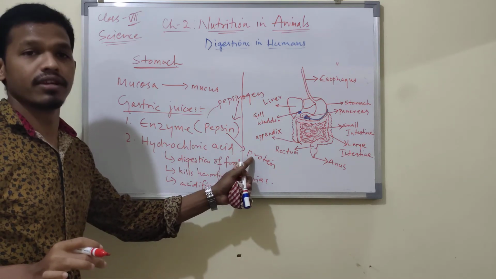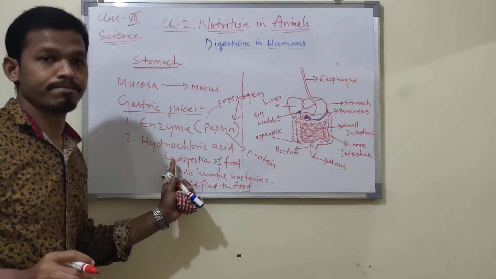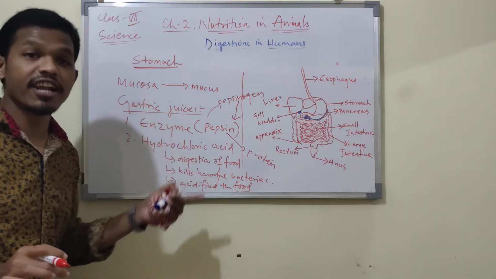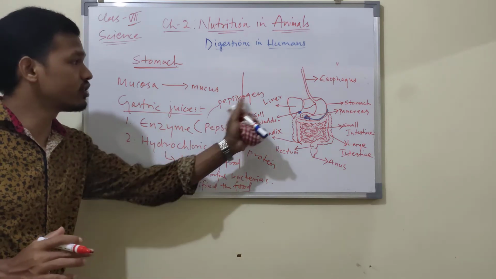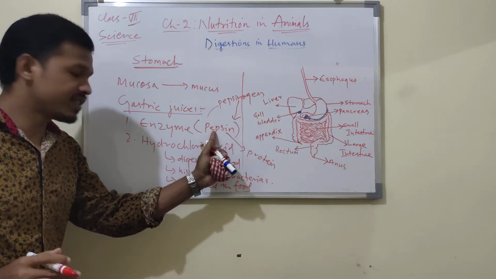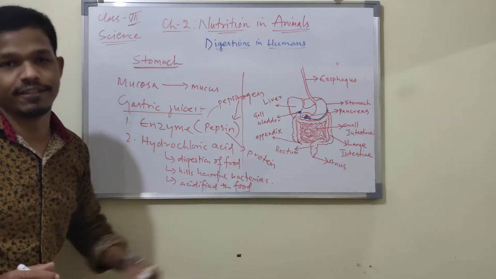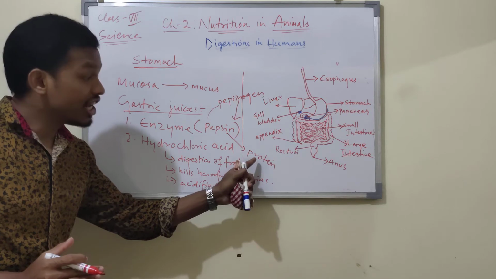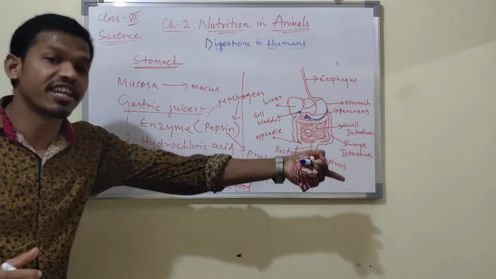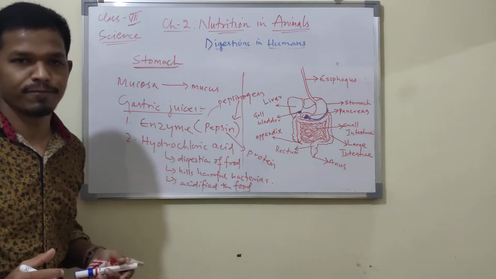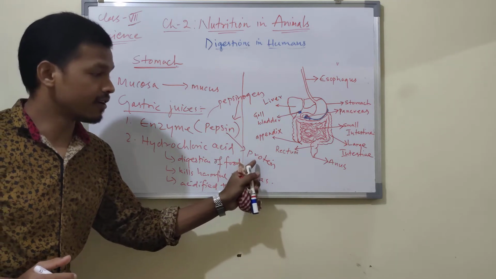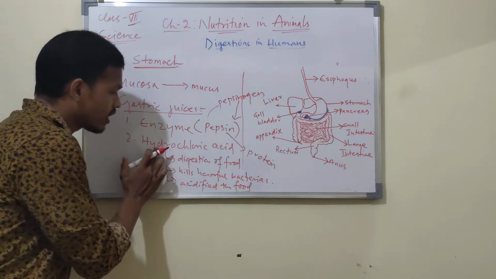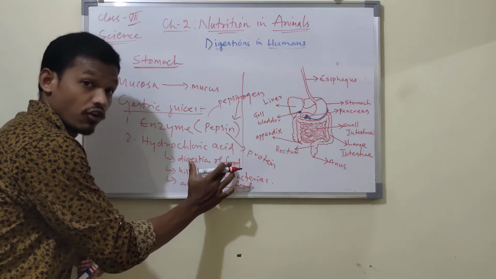Pepsin will digest protein, not hydrochloric acid. Hydrochloric acid will acidify the food in order to activate pepsinogen to produce pepsin. This pepsin will digest protein partially, not completely. We'll study where this protein will be digested completely and what it converts into.